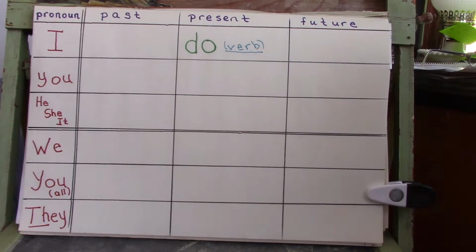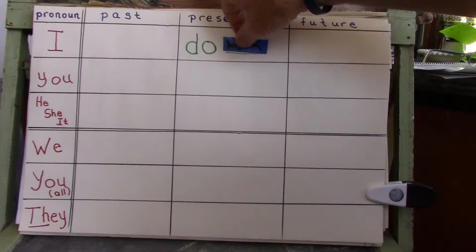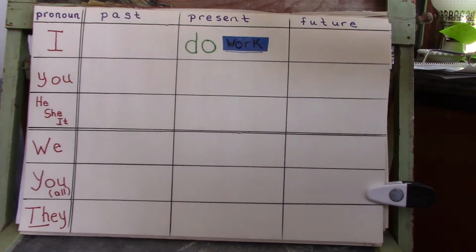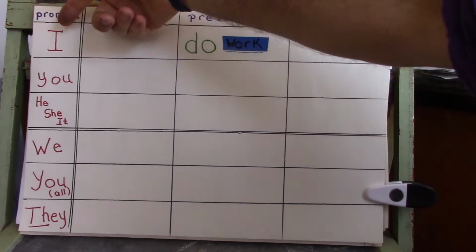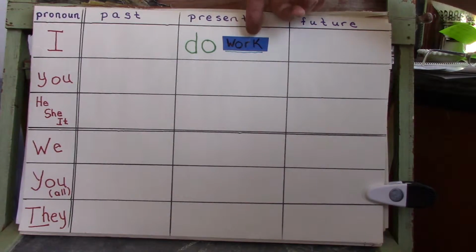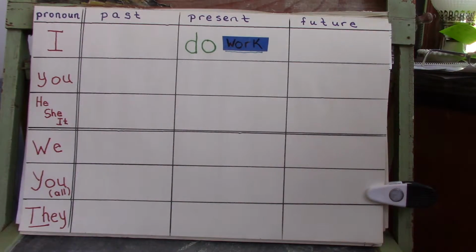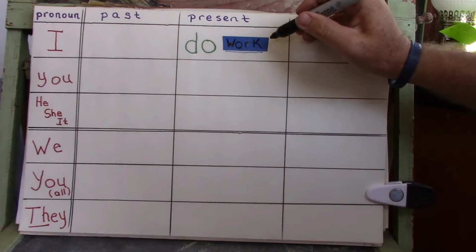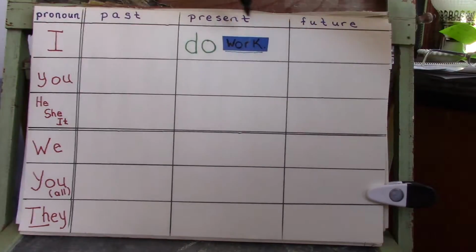So today let's look at the verb work. Work in Spanish is trabajar. So in Spanish we would say yo trabajo. In English we would say I do work. Period. There's our sentence. I do work.